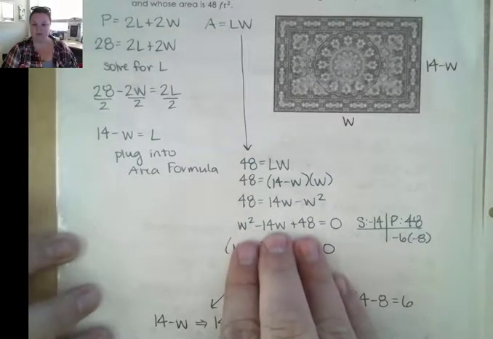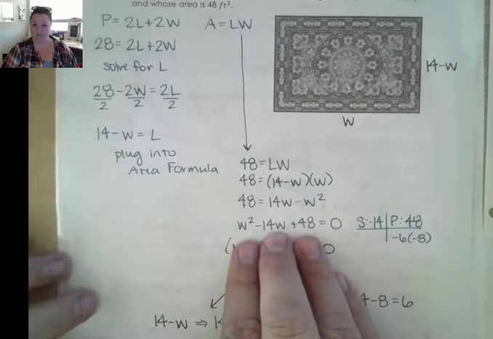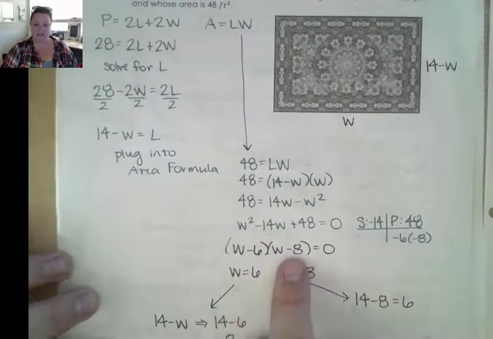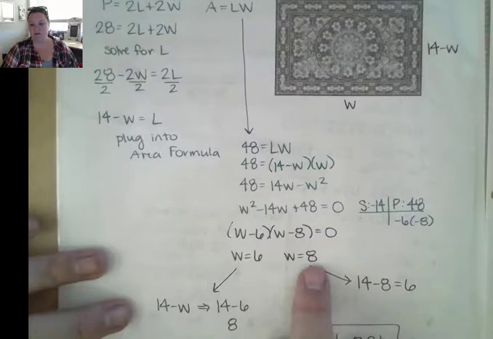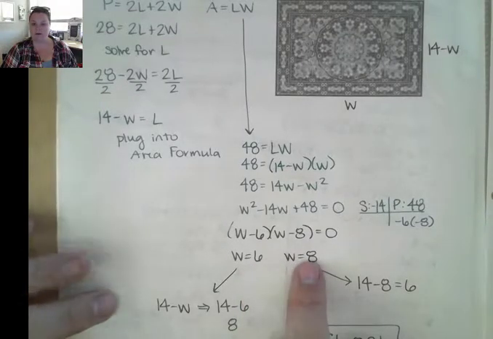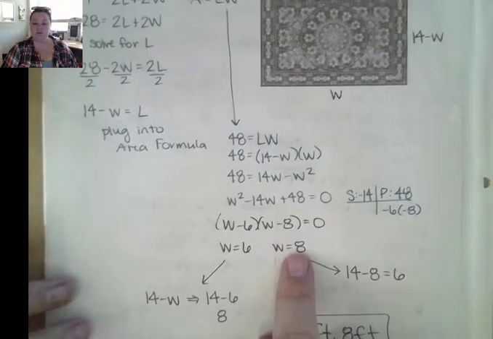Once you get to this step, you can either do sum product or the quadratic formula. I did sum product because it's a small enough number. We should be able to figure out the pairing, which would be -6 and 8. So when we solve those, we get W equals 8 or W equals 6. And then we check both of our answers.